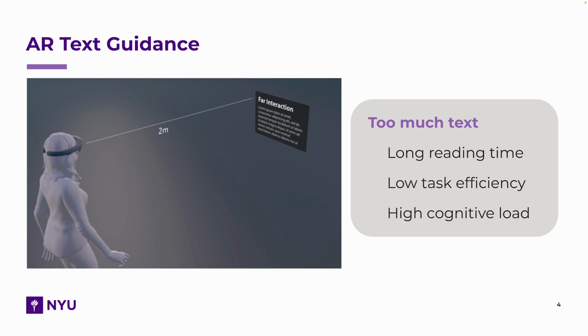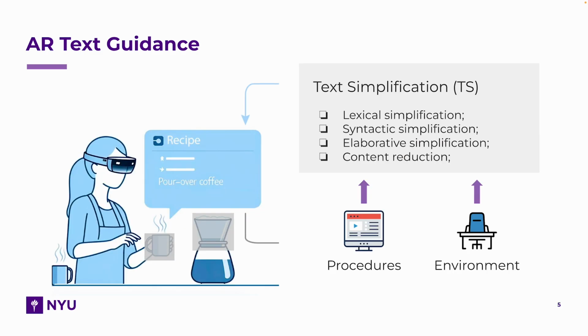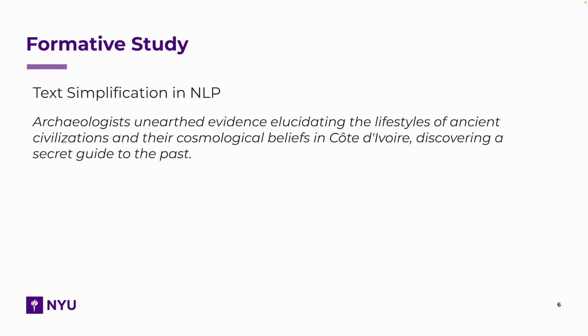The instructional text, which is clear on paper, may be much more difficult to read when placed in AR headsets. Text simplification becomes a viable solution to this problem. It allows us to distill the text into more understandable and concise forms based on the original procedures and the user's current environment. Text simplification is actually not a new concept. Instead, there's a large body of research in the natural language processing community.